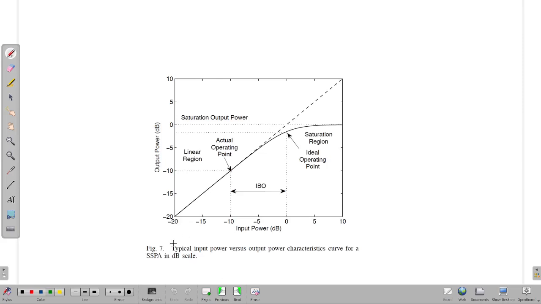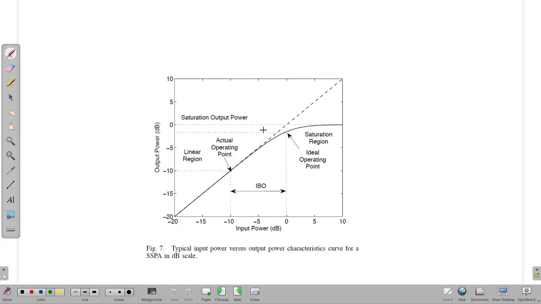So this diagram shows the characteristic of a power amplifier. In the x-axis you have input power in decibels, in the y-axis you have output power in decibels. Input power is the input to the power amplifier, output power is the amplified input. You can see there is a region of operation where the relationship between input and output is linear, and that is called the linear region. We want the power amplifier to work in this linear region.